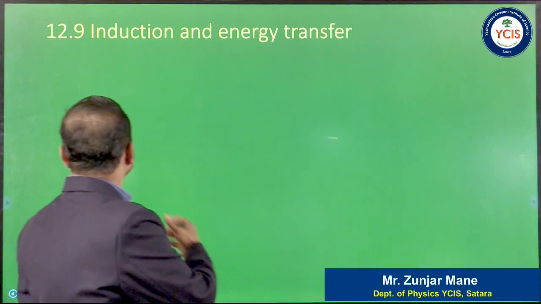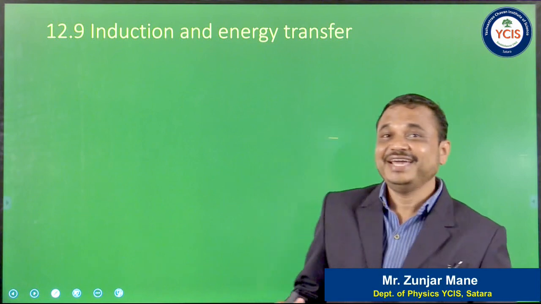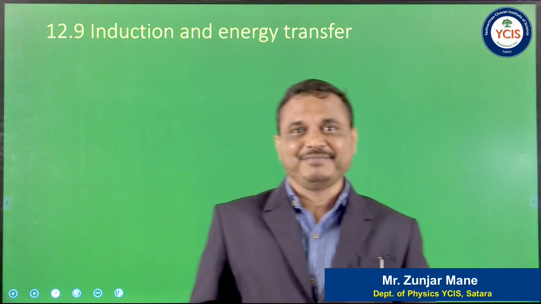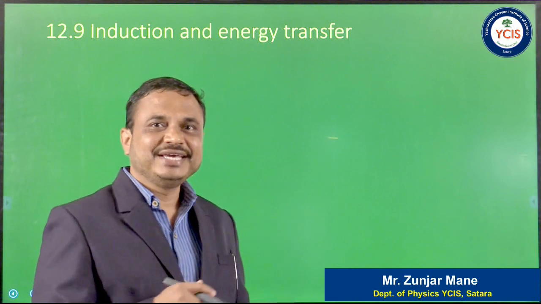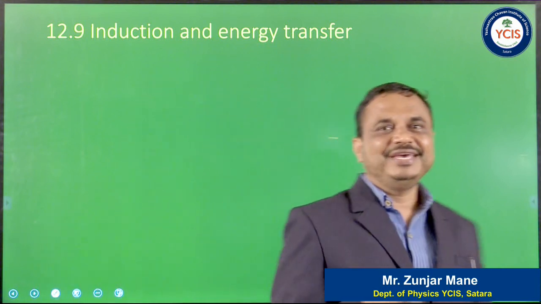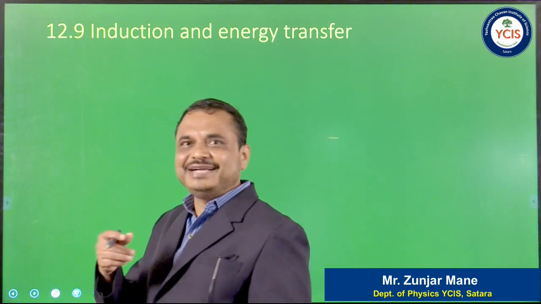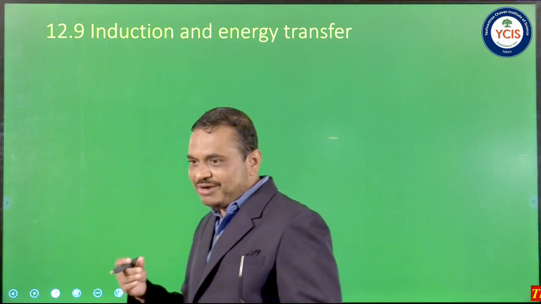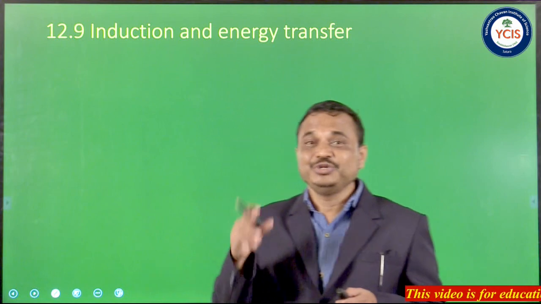We will discuss the article from electromagnetic induction, that is, the induction and energy transfer. In the previous lecture, we derived the expression for motional EMF. When there is a linear or rotational motion of a conductor in a magnetic field, then EMF is induced in it. We see that this induced EMF is in the opposite direction, so we have to do mechanical work for the production of that induced EMF.